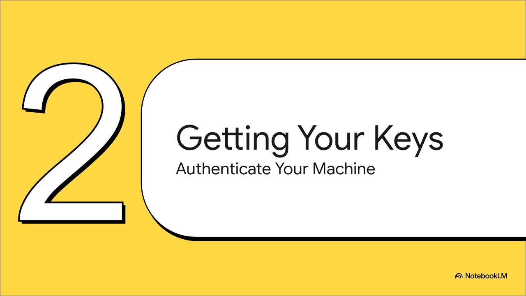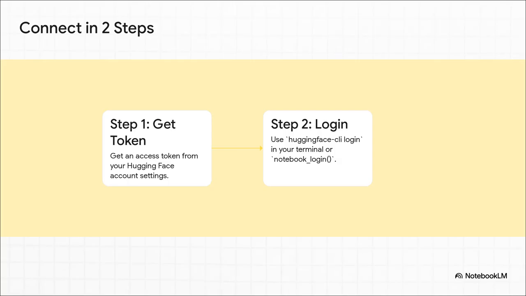Okay, so you want to connect your computer to this incredible AI library. How do you do it? Well, just like any good library, you need a key. In our world, that means you need to authenticate your machine. And honestly, it's ridiculously easy. It's just 2 steps. First, you just log into your Hugging Face account online and go to your settings.